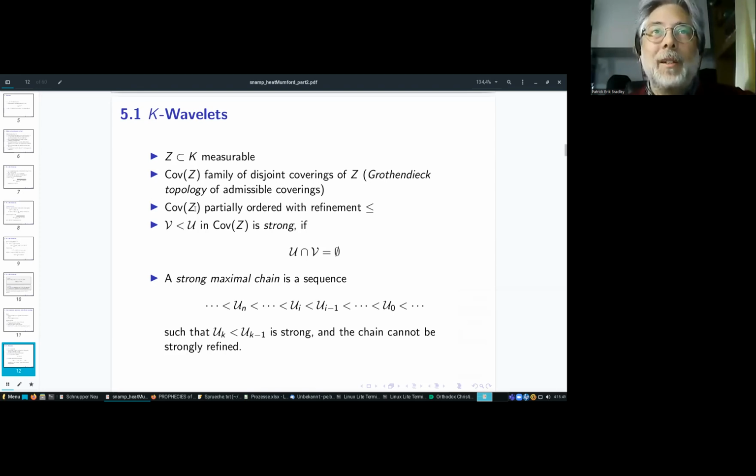And this set cov Z is partially ordered by refinement of coverings. Actually, we want just a certain type of refinements, namely strong ones. A strict refinement is strong if no patch from one covering is a patch in the other covering. So each patch gets split in the refinement into non-trivial, disjoint sub-pieces. Then we have a strong maximal chain in cov Z. This is just a chain of such strong refinements: in each step you have a strong refinement, and this chain cannot be strongly refined further. Then you have a strong maximal chain of coverings.